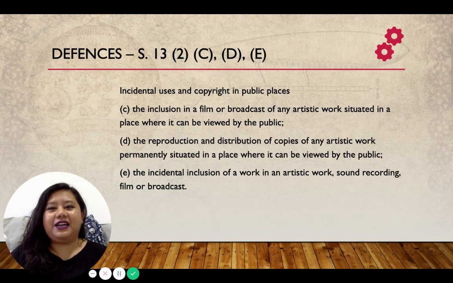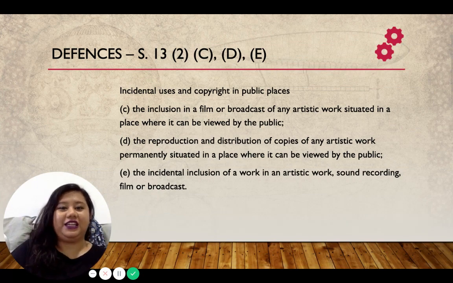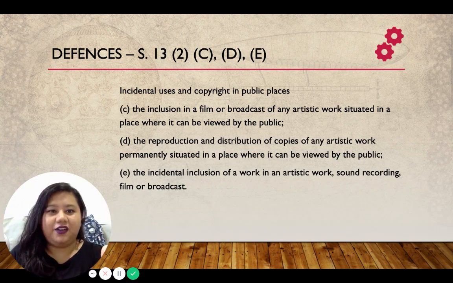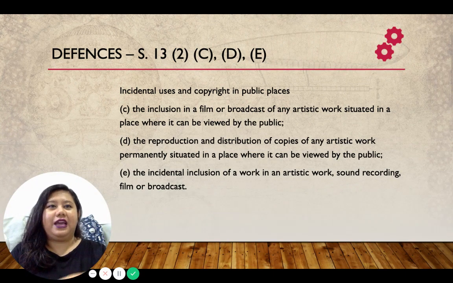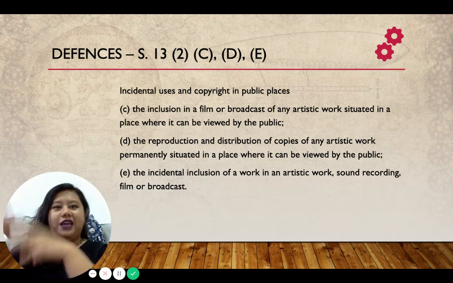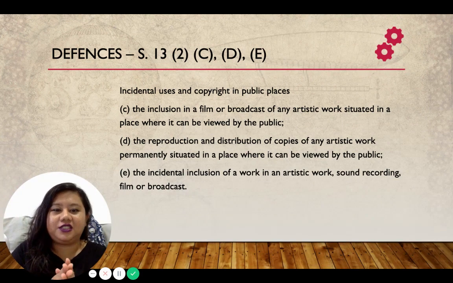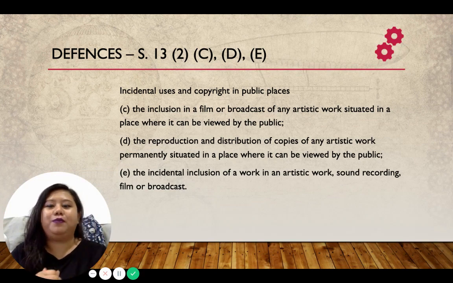Okay, next, defenses can be found under section 13.2 C, D, E. So what is the similarity between C, D, and E? It is basically any work that is made public, and somehow it is captured in your work. For example, E: the incidental inclusion of a work in an artistic work, sound recording, or film broadcast.